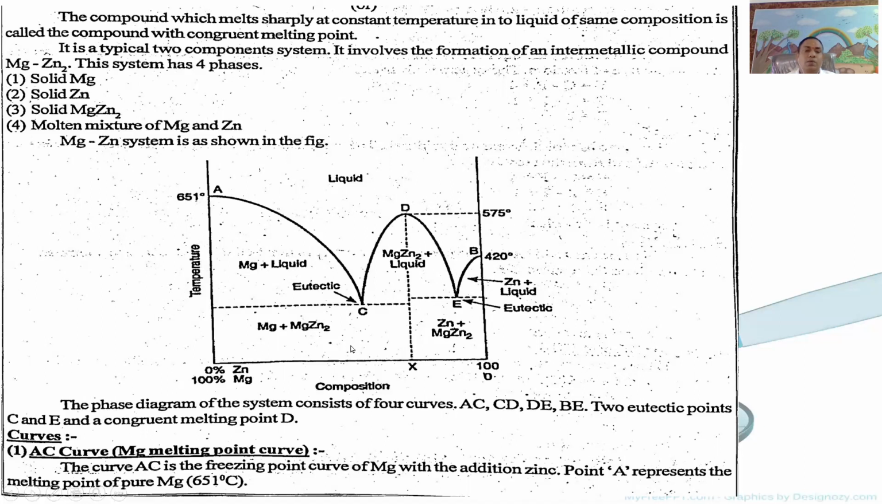The phase diagram is obtained by plotting the graph between temperature and composition of the zinc-magnesium system. Here the phase diagram of the system consists of four curves, that is AC, CD, DE and EB. There are two eutectic points, C and E, and a congruent melting point D.